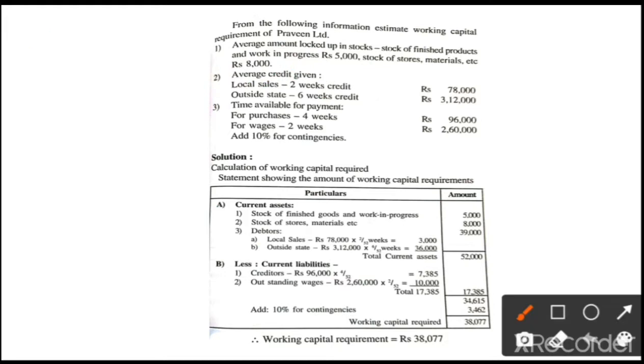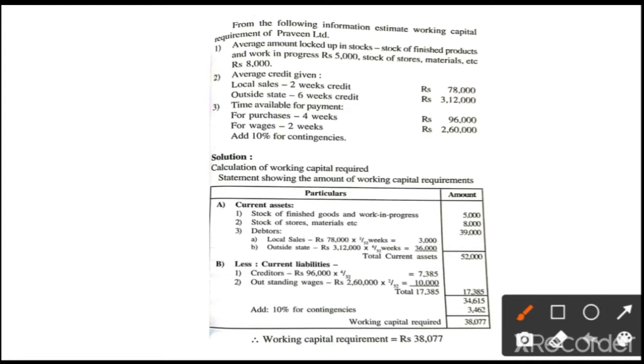If they are given in months, we have to divide by 12. If they are given in weeks, 2 weeks divided by 52, 6 weeks divided by 52. 52 is nothing but 1 year equals 52 weeks. In 1 year we have 52 weeks, so because of that we are using 52 weeks.